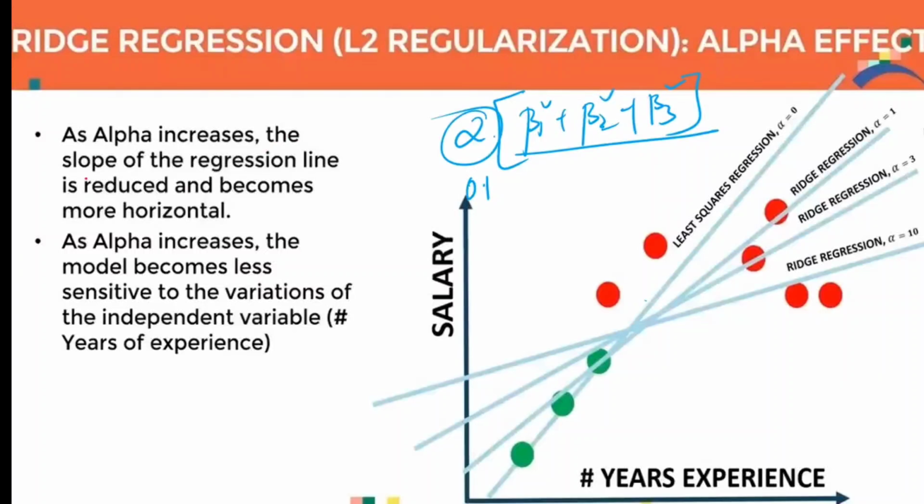As the alpha value increases, the slope of the regression line is reduced and becomes more horizontal. If you go like this, as alpha increases from 0, alpha is equal to 1, alpha is equal to 3, alpha is equal to 10, as the alpha increases, the model becomes less sensitive to the variations. It is going to become a horizontal line. When it becomes a horizontal line, then the average line will be the best fit line. Then there is no need to apply regression also. As the alpha increases, the overall slope reduces.